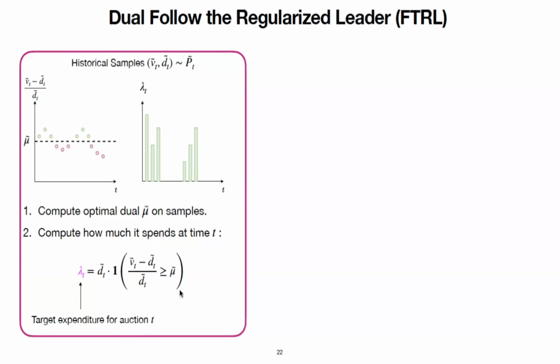I'm going to admit, that is, if I'm going to bid using v over 1 plus mu tilde, I'm going to admit only when the bang per buck is more than mu tilde. If I do it like this, what would I have spent at time t? Call this lambda t. This is my target expenditure curve. I'm going to have this target expenditure curve.